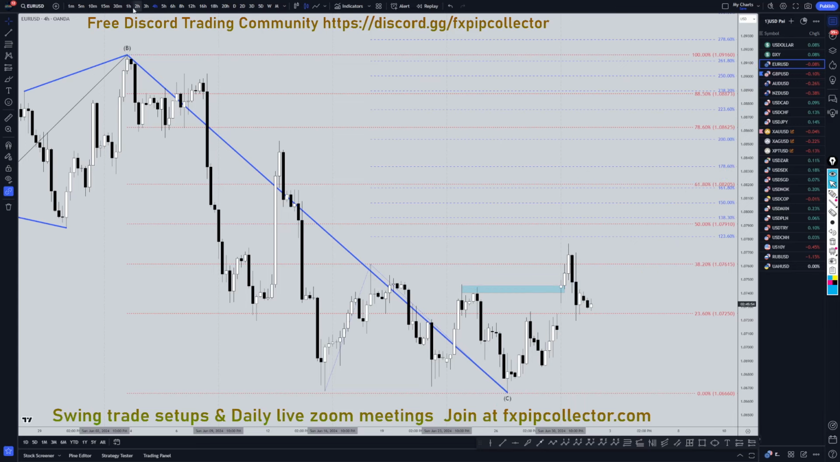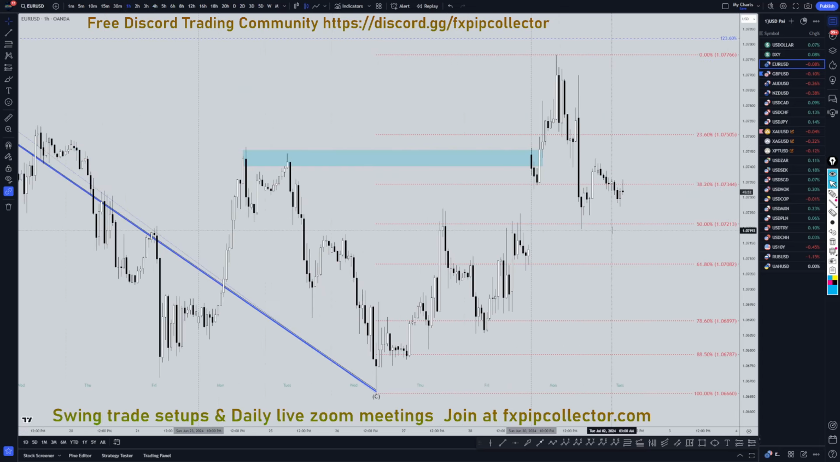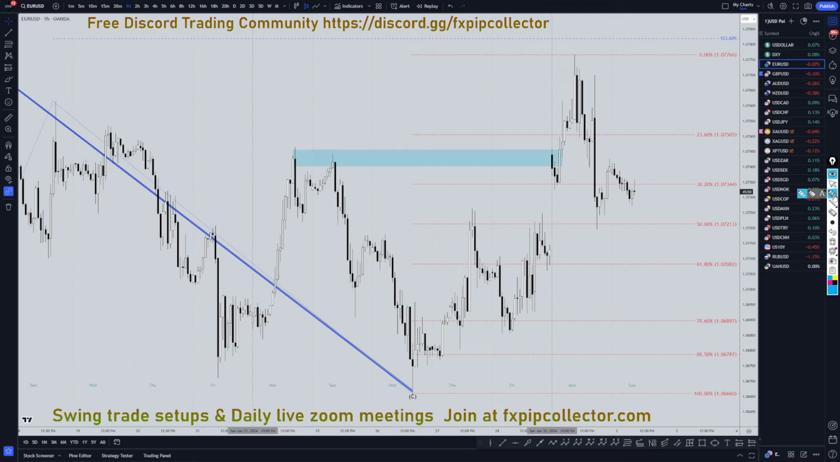So heading down to the 1 hour time frame. On the 1 hour time frame is where I got my Fibonacci retracement measuring this last push up right here. I would expect this push down to be some sort of a three-way pattern. I bet this is only a wave A.